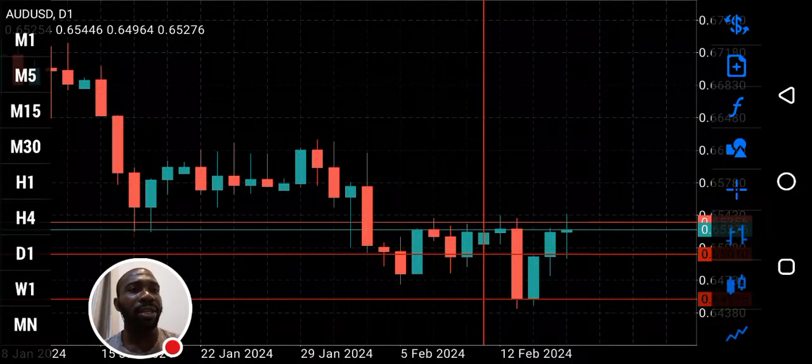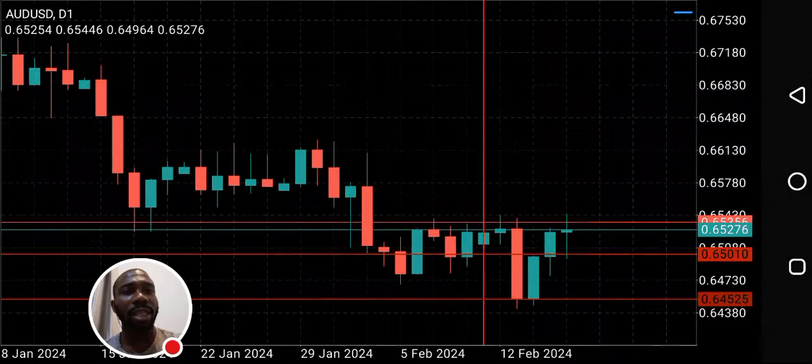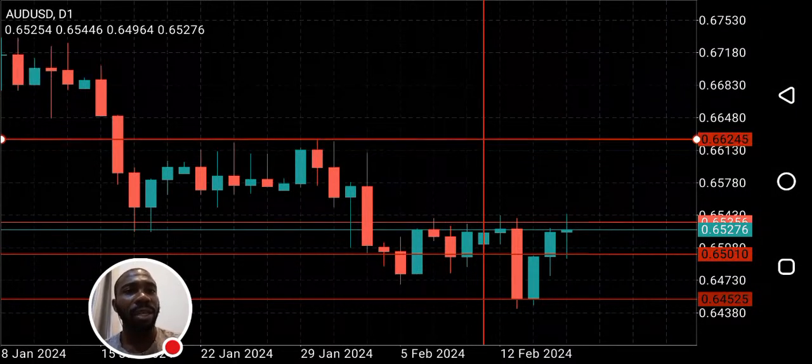So if you are buying, your first target should be at this previous high, because there are a lot of stop losses at that level. There are a lot of buy stop orders at that level, so they might want to push price up to clear liquidity at that level. So if you are buying, this should be your first target.